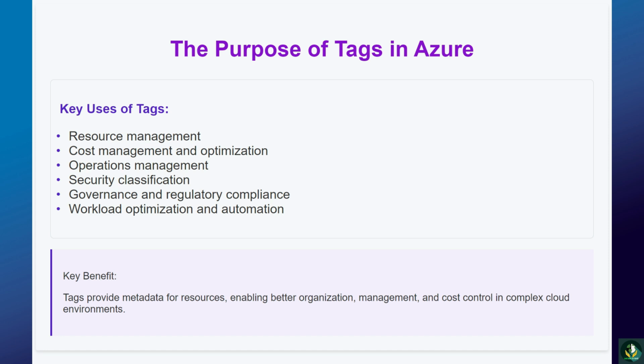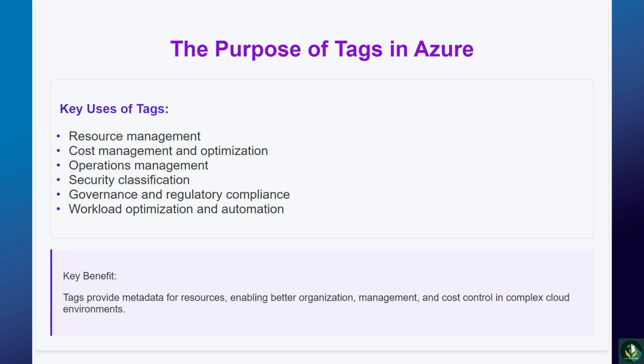Cost management and optimization. One of the most significant benefits of tags is their role in cost management. By tagging resources you can group resources for cost reporting, allocate expenses to internal cost centers, track budgets more effectively, forecast estimated costs. For example, you could use tags to identify high-cost resources, track spending by project or department, or quickly identify unused or underutilized resources that could be optimized or decommissioned.